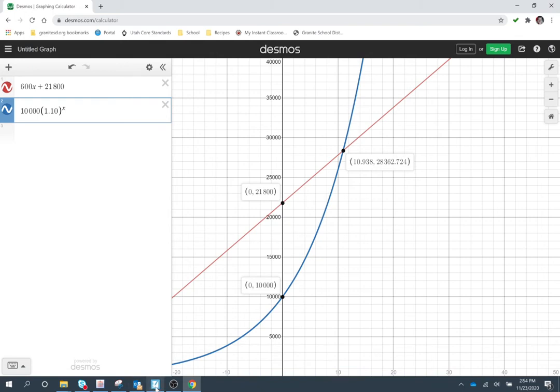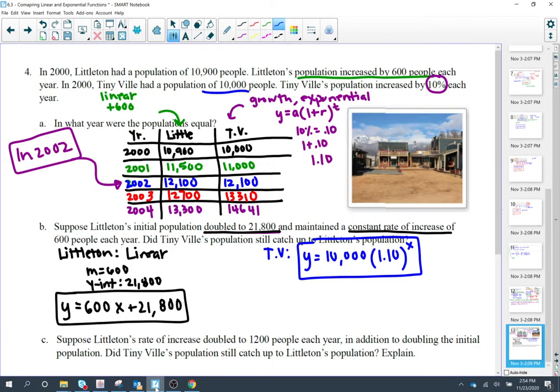So let's go back. Did Tinyville's population still catch up to Littleton's? And we're going to say yes, after about 11 years. It will still catch up.